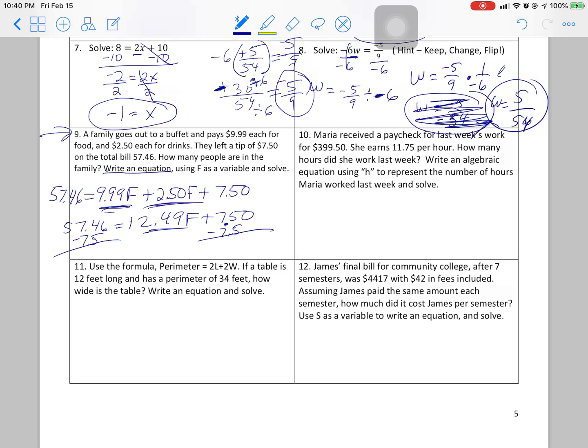Not have enough room on here. So 57.46 minus 7.5 is 49.96, which equals 12.49F. Now what?